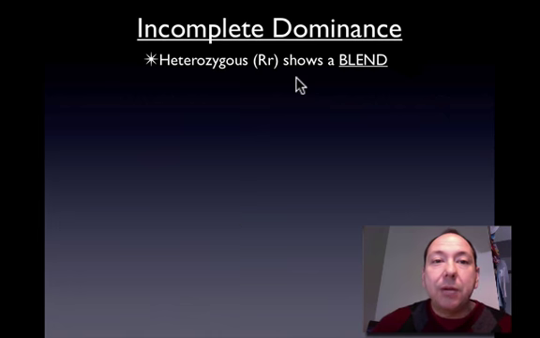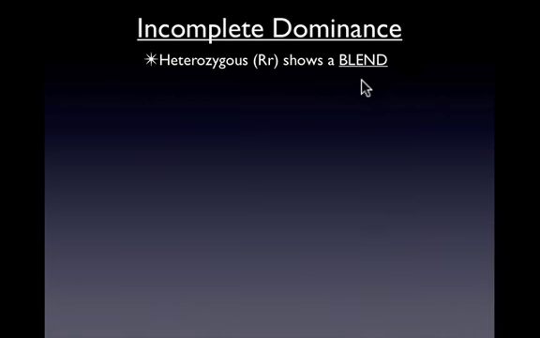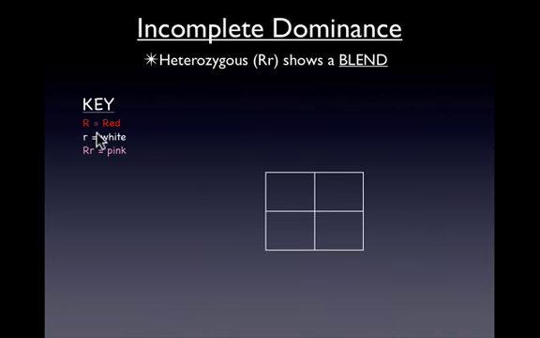Now with incomplete dominance, the heterozygous is going to show a blend. Remember, with simple dominance, the heterozygous shows the dominant phenotype, but here, since the dominance is incomplete, we're going to get something that's in between both the dominant and recessive allele. In this case, I've drawn up a key where big R equals red, little r equals white. The heterozygous is going to show a blend between these two, and it's going to be pink.